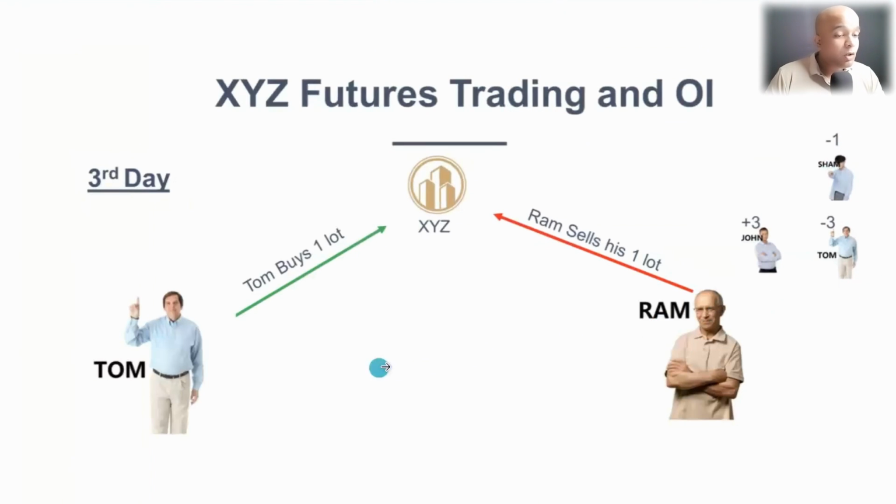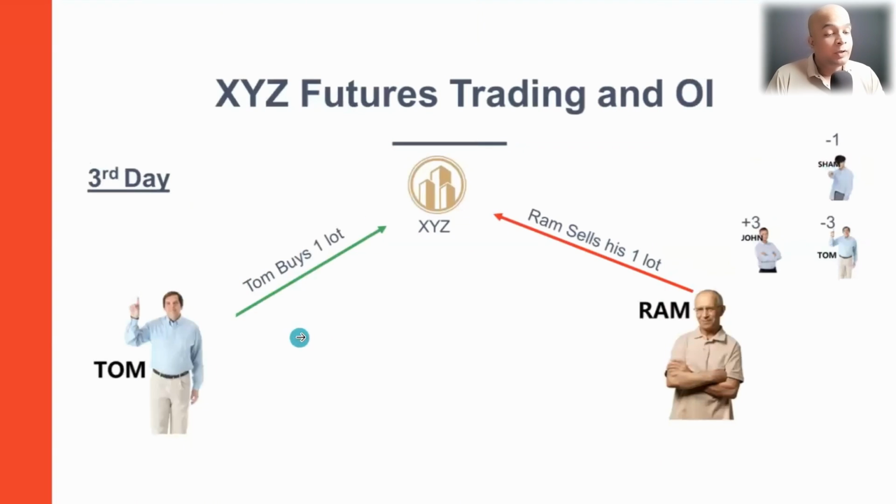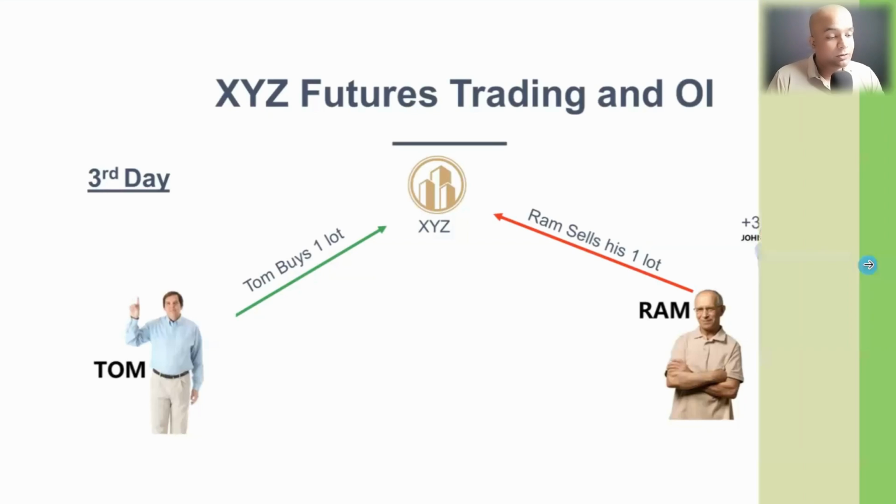Now, what happens is Ram and Tom both were carrying positions earlier, but Ram was carrying only 1 long trade. So he closes his position. Ram sells his 1 lot. Tom thinks that he wants to reduce the risk. So instead of -3, he carries -2, which means he buys 1 lot. So he will be carrying -2 going forward.